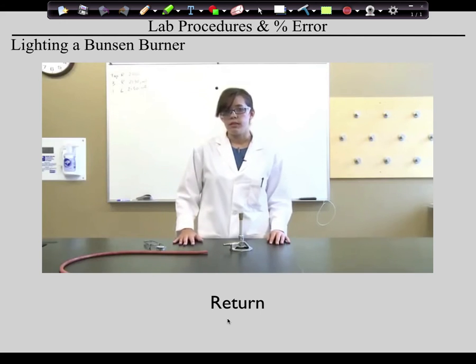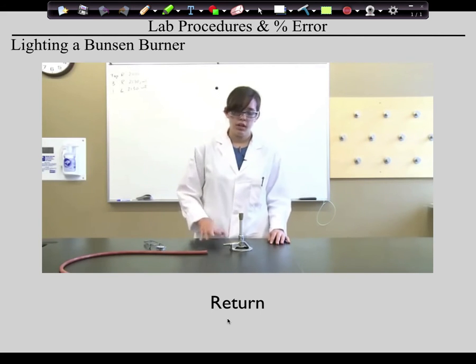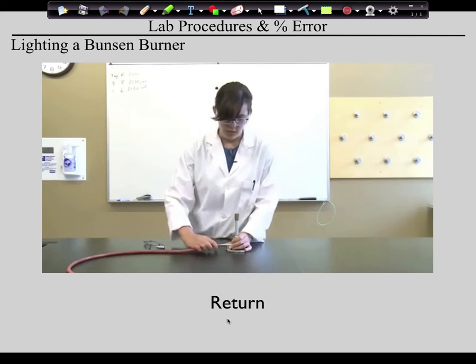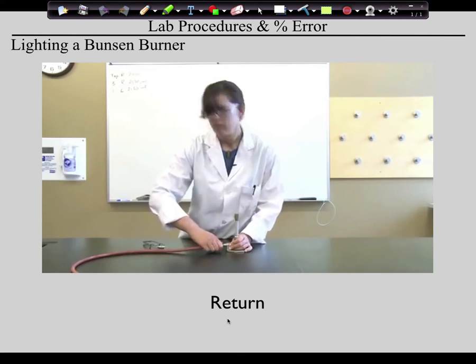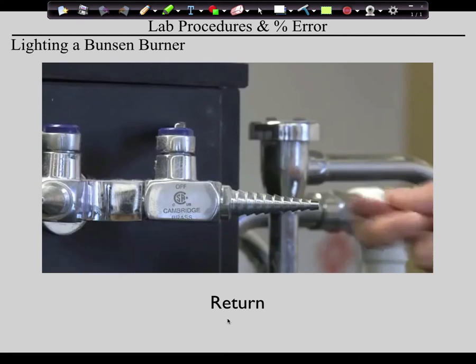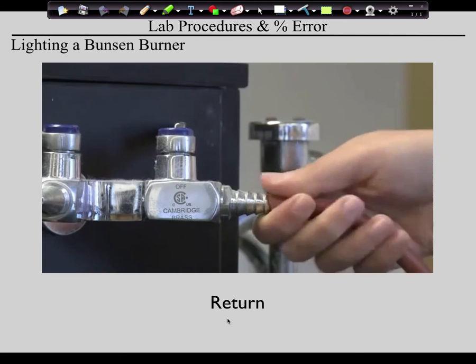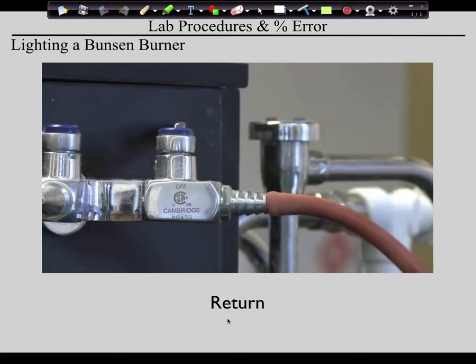Now that you know all the safety precautions, you can begin to light your Bunsen burner. The first step is to attach the hose to both the Bunsen burner and to the gas line. You do need to make sure that you attach it to the gas line and not an air or a water line. They're always hooked up.